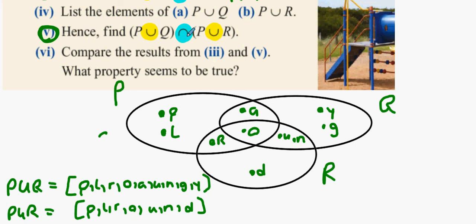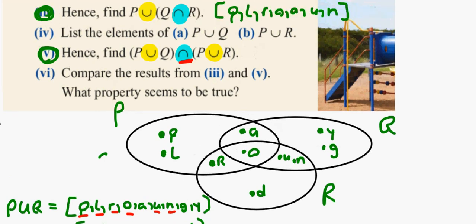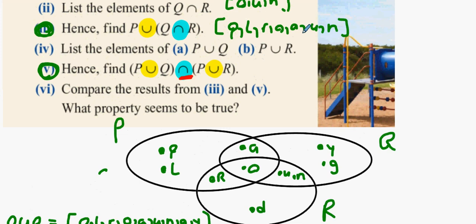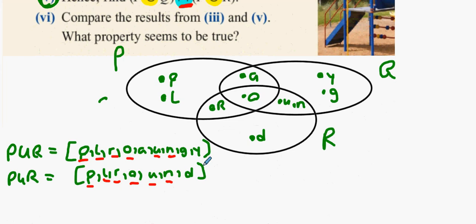Intersection means what, guys? What do they have in common? I'd say P, L, R, O, U, N. That one didn't have an A. Second one doesn't have an A. Is that the same answer as the last one? We need an A. Oh, sorry, the A is in it as well because it's P, so my fault. So it's P, L, R, O, U, and A. Is it the same answer as the last one?